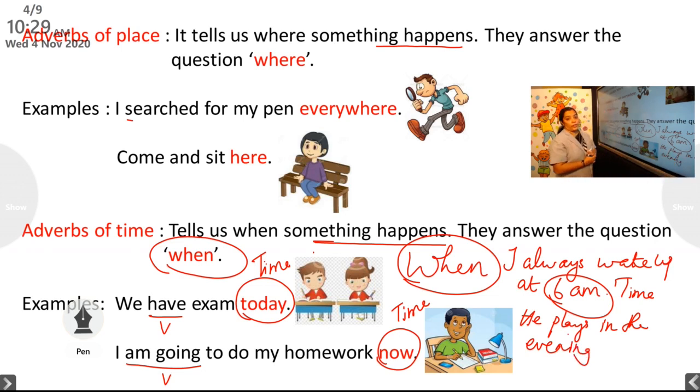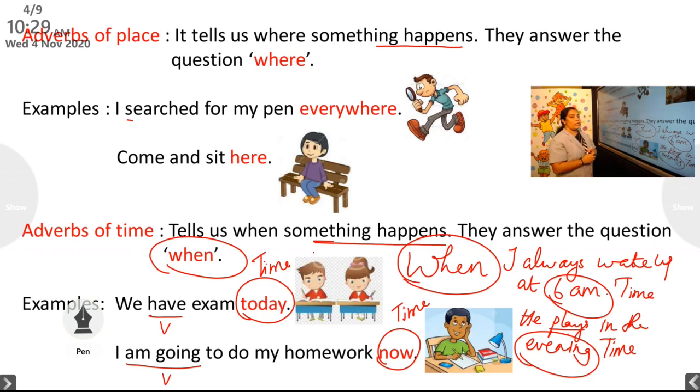He plays in the evening. This is the verb here. So what question word will you ask to find out time? When does he play? You got the answer. Evening. So evening is the adverb of time.